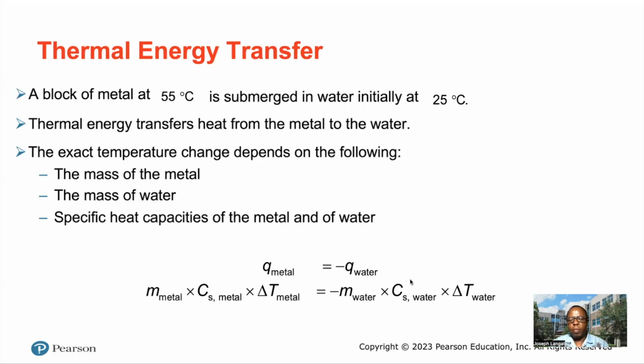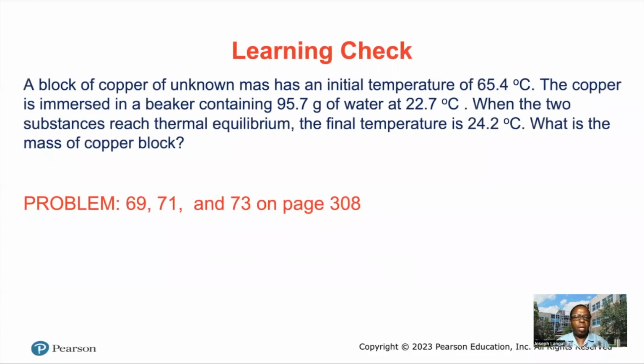You'll refer to the specific heat of water, the mass of H2O, and the change in temperature. Remember, the final temperature for both will be the same. At the end of it all, they will reach thermal equilibrium. So T final for both will be the same, but the T initial will be different. Let's see a problem on thermal transfer, that means heat being transferred from a hot object to a cold object. When they come in contact to reach thermal equilibrium, they'll have the same temperature.